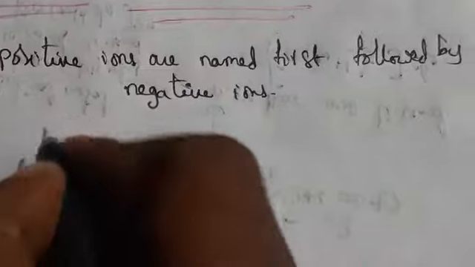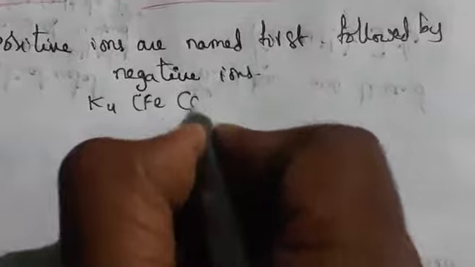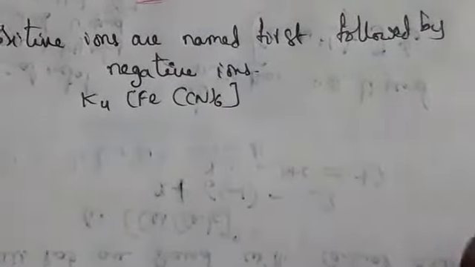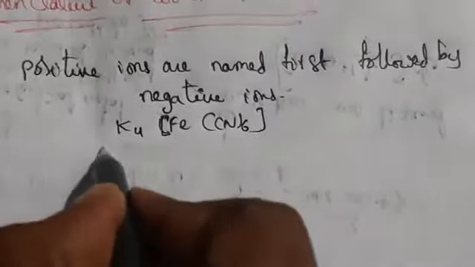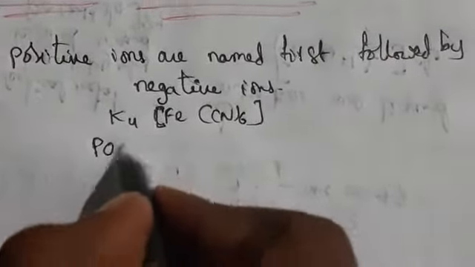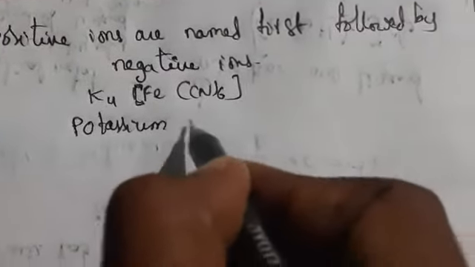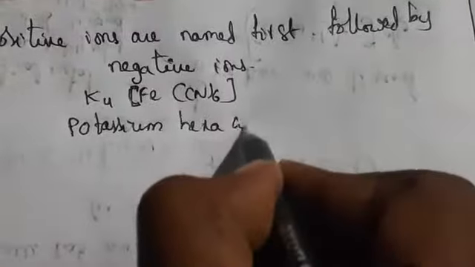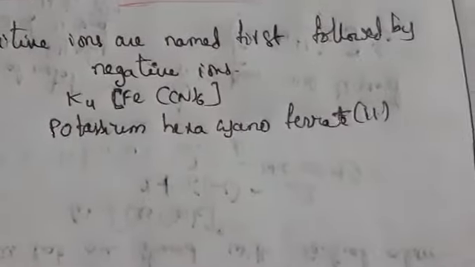For example, I am taking here K4 Fe(CN)6. Here we are having two positive ions. Potassium. How many cyanides are we having? 6. Hexacyanoferrate(II). This is the oxidation state; in the bracket it represents the oxidation state.